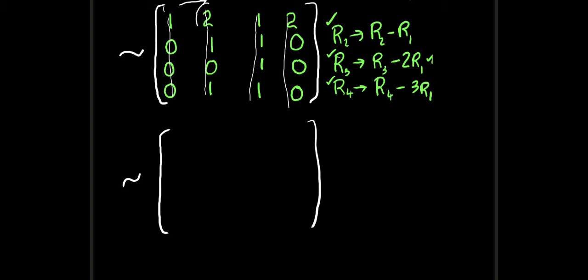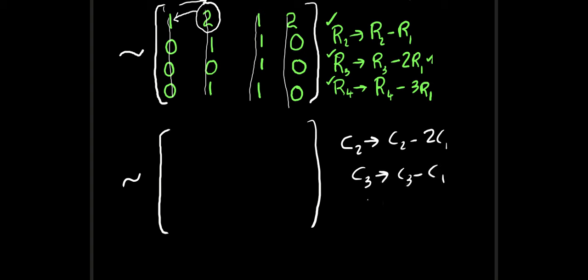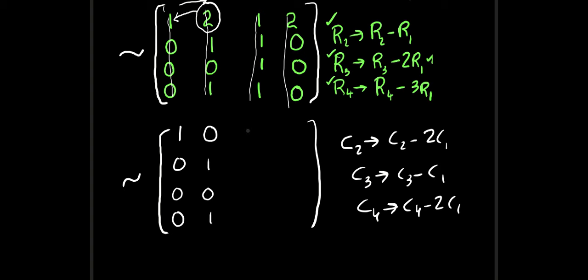Okay. So the target element is 2, and I'm going to make it 0 with the help of this one. So the operation will be C2 changes to C2 minus 2C1, C3 changes to C3 minus C1, and C4 changes to C4 minus 2C1. Let's fill these things in column order. So I'm going to get 1, 0, 0, 0, and then this part. This will be 0, 1, 0, 1, and 1, 1, 1, 0.